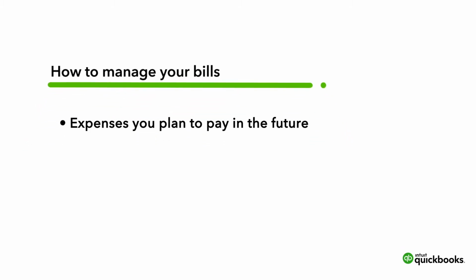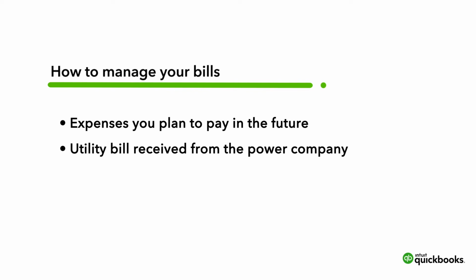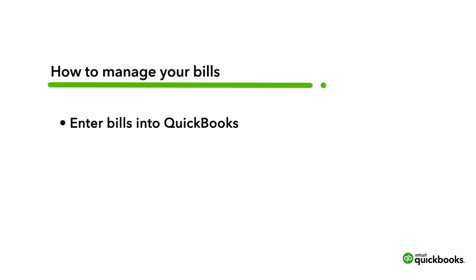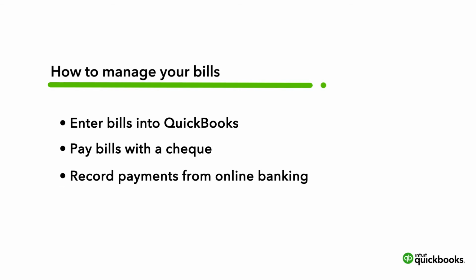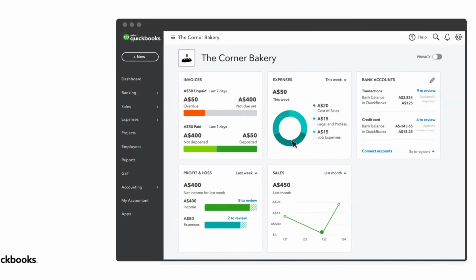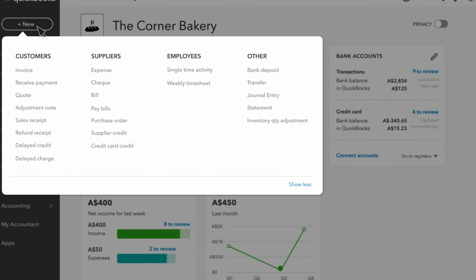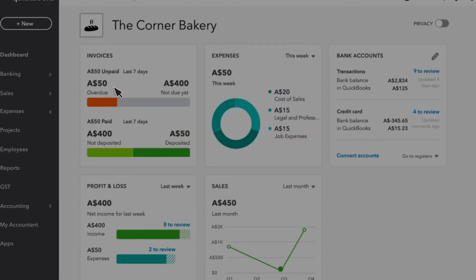They can be something like a utility bill you receive from the power company, or they can be an invoice you receive from a supplier. Let's go over how to enter a bill in QuickBooks Online. Then we'll show you how to pay your bill with a check, or how to record the payment if you pay with online banking. To start, go to New and select Bill.